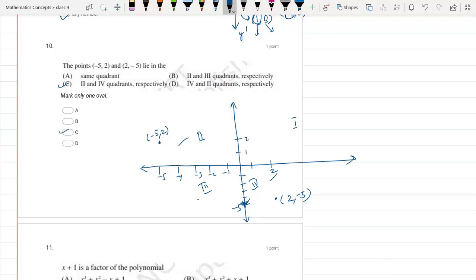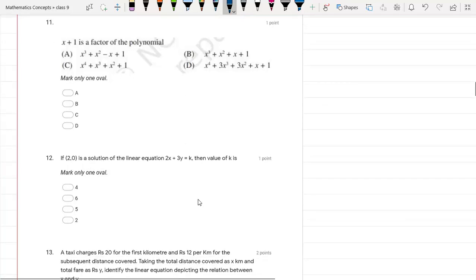Next question. Question number 11. X plus 1 is a factor of. We all know, to check whether a given g(x), let us call all of them p(x), is a factor, what we do is we put g(x) equal to 0 and find its zero. So x plus 1 equal to 0, x equal to -1. Now by the remainder theorem, I will put this -1 in these equations and check which equation is giving me 0 as the answer. If the answer is 0, we can say the remainder is 0, and if the remainder is 0, we can say it is a factor of the given polynomial.